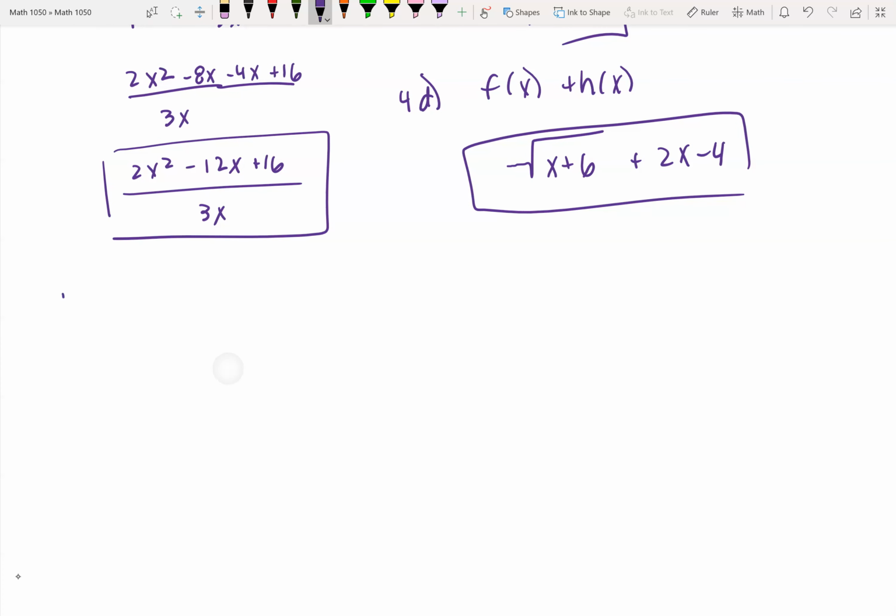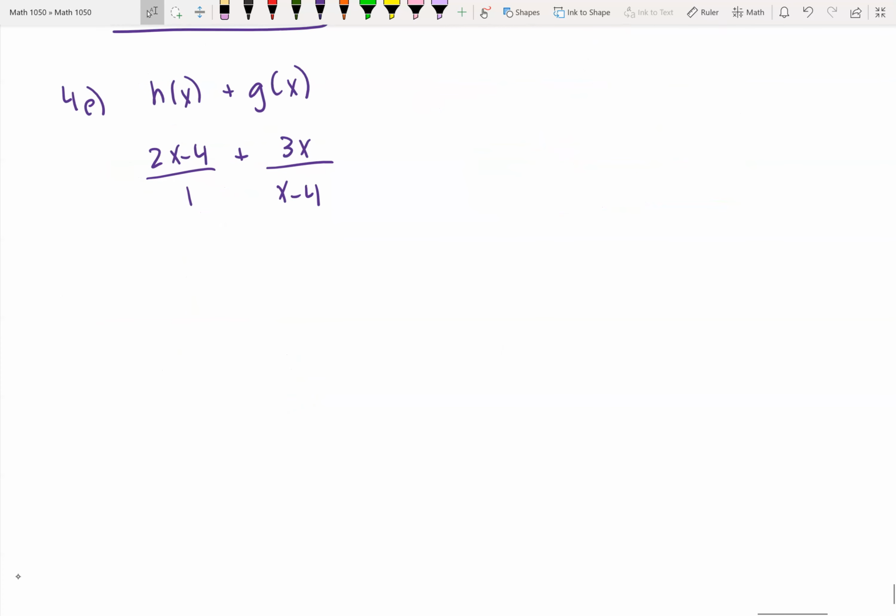Okay, question 4e. They're asking you to take h of x and add g of x. So your h of x is 2x minus 4, and you're adding g of x, which is 3x over x minus 4. In order to add fractions, I have to get a common denominator, which is going to be x minus 4. This guy's missing the x minus 4. So I have to take those two guys and multiply those together, and right here I FOIL.